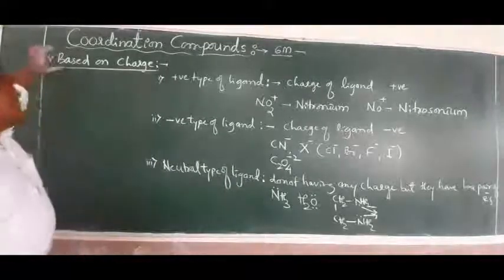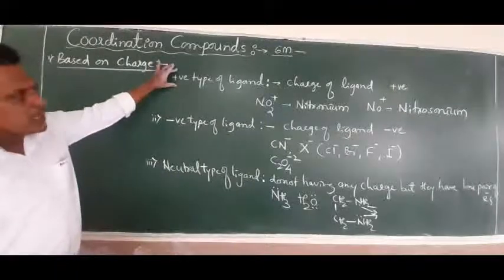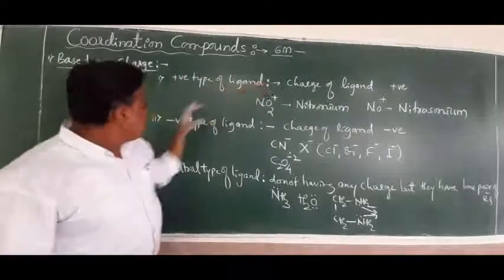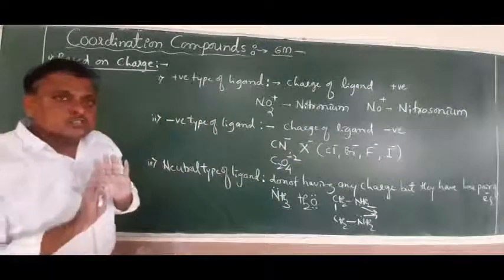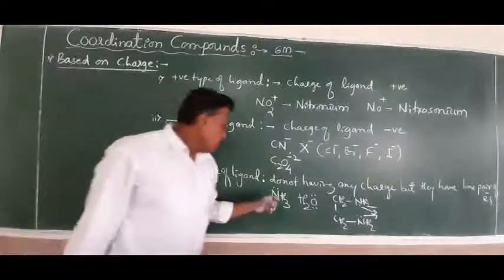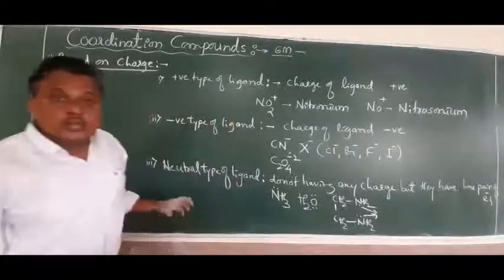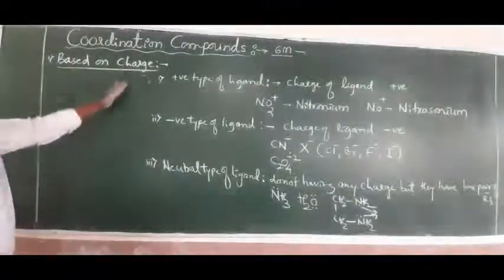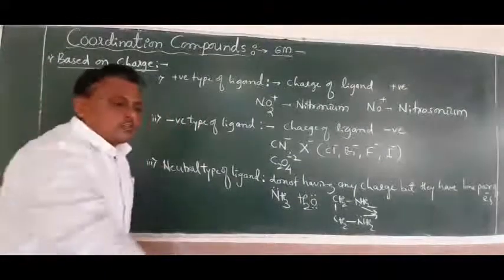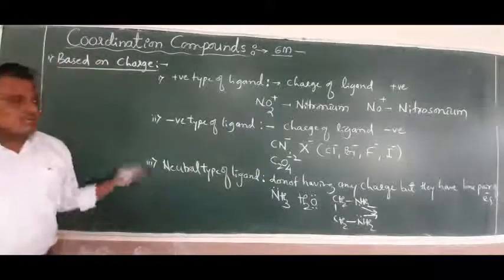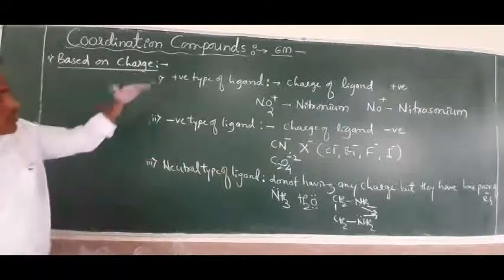I repeat, based on the charge, ligands are in three categories. One is the cationic ligand, which has positive charge. Negative ligands have negative charge. Neutral ligands do not have any positive or negative charge, but they have a lone pair of electrons which they donate to the central metal. These are the type 1. One other question: give an example of a negative ligand, give an example of a neutral ligand. Remember, in the first classification of ligands I have told you three: positive, negative and neutral.